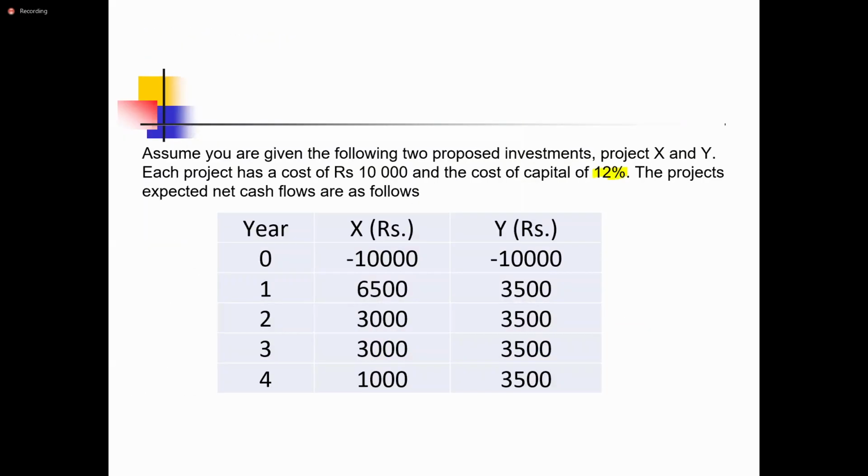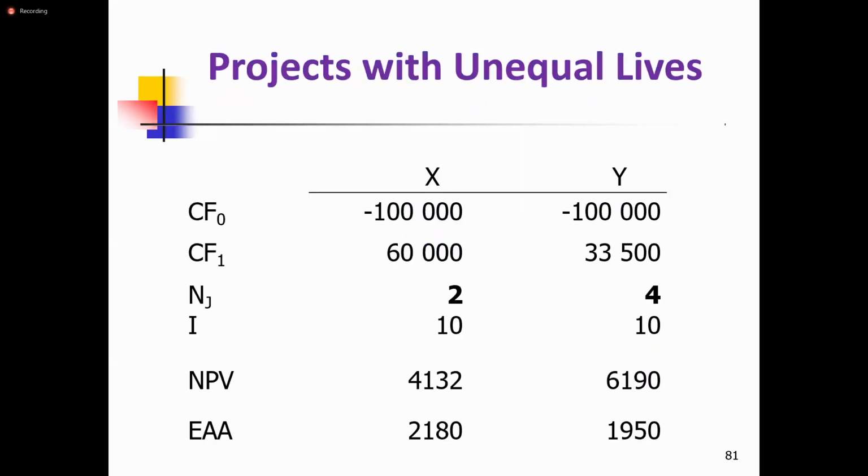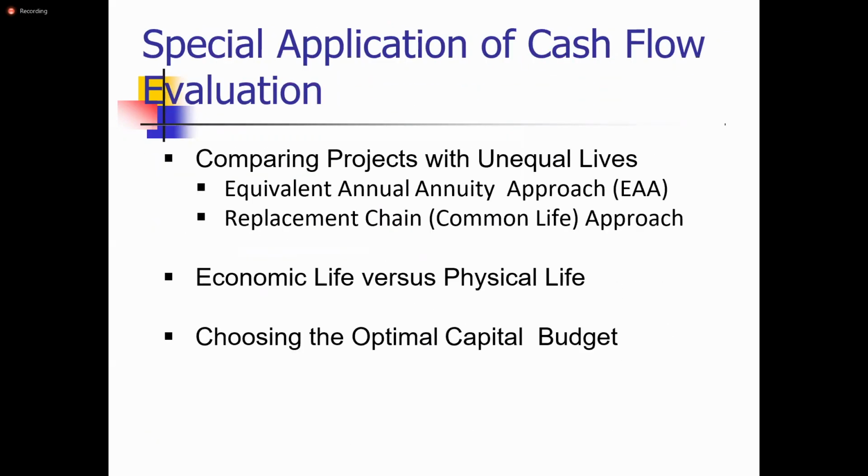Right. Okay. Now we have to discuss certain things related to the special applications of cash flow evaluation. We know that when projects have unequal lives, that means one project has, say, 2 years of life and the other has 4 years of life.